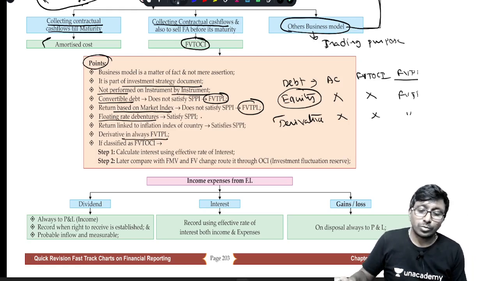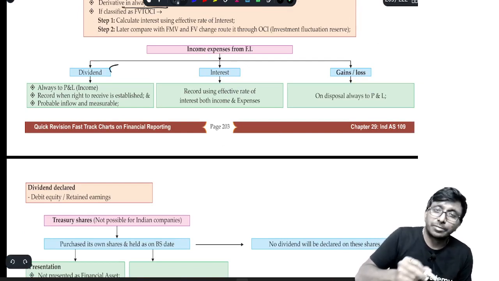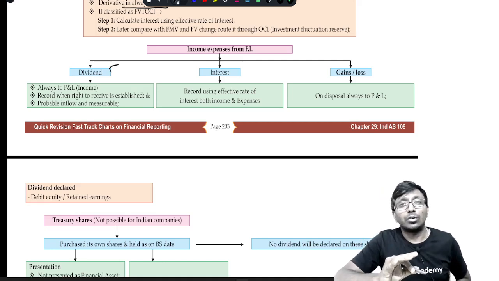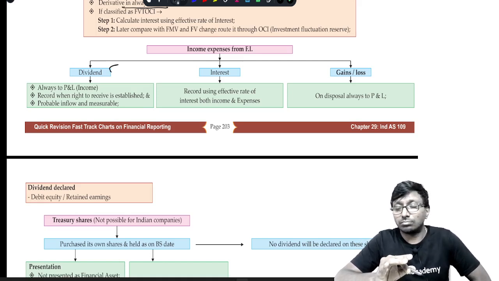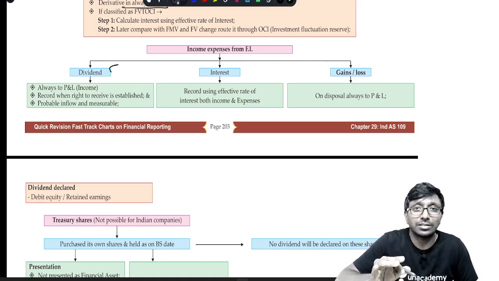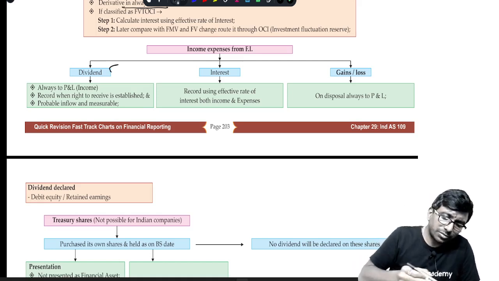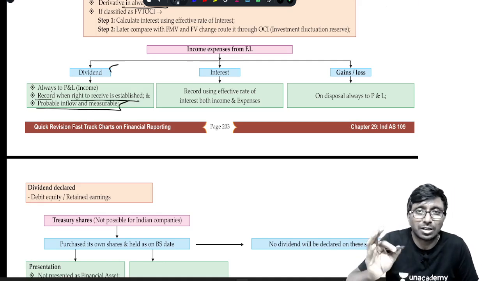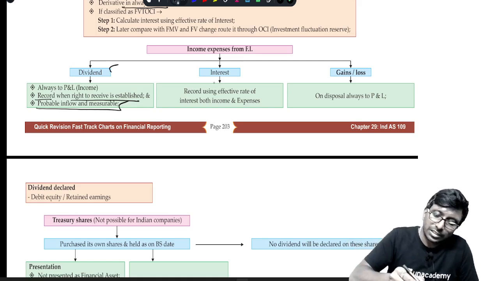Now, income from financial instruments. If you get dividend income, as usual, my dear, which you learned in Accounting Standard 9: when should I recognize dividend? Recognize the dividend when the right to receive is established. Record it when the right to receive is established, when the inflow is probable and it can be measured reliably. Normally these words will come.